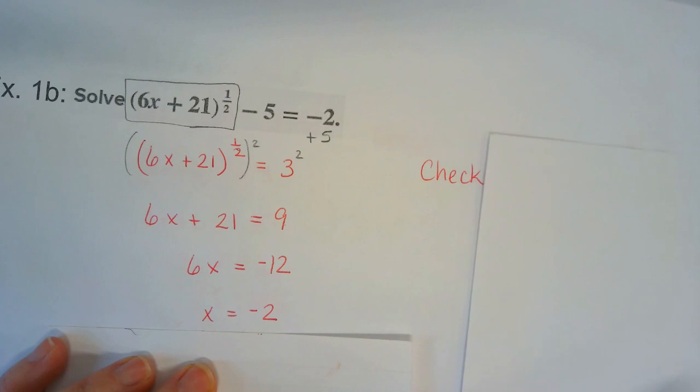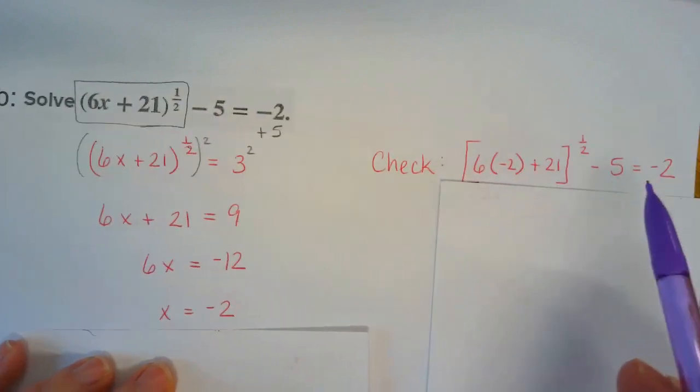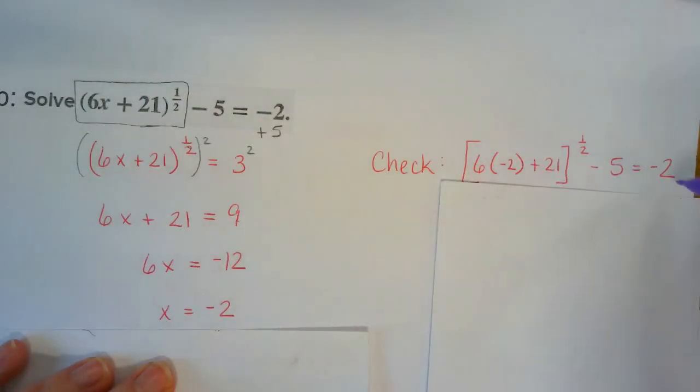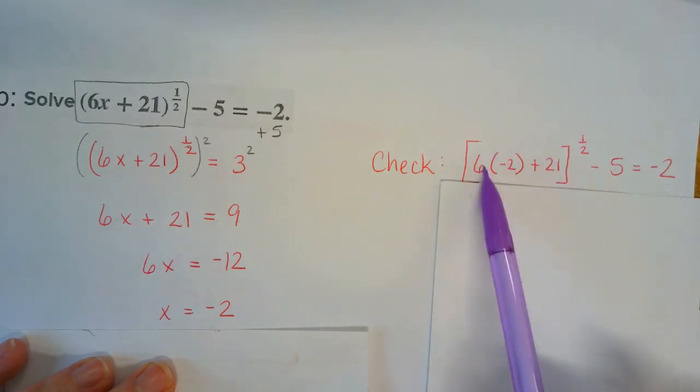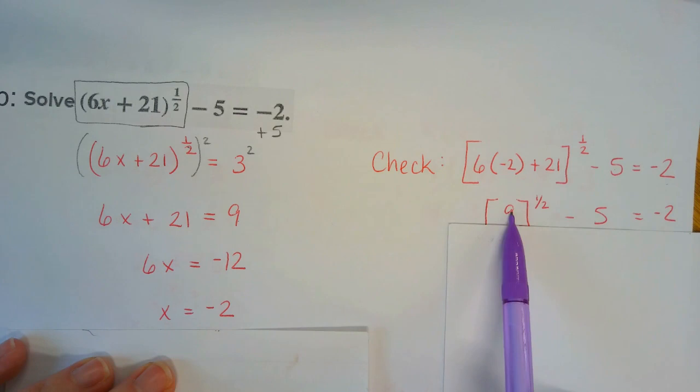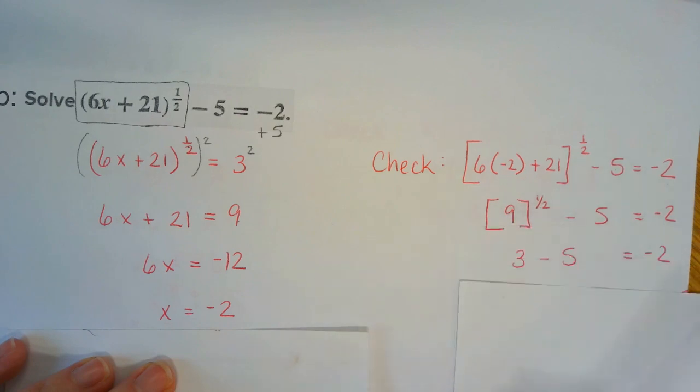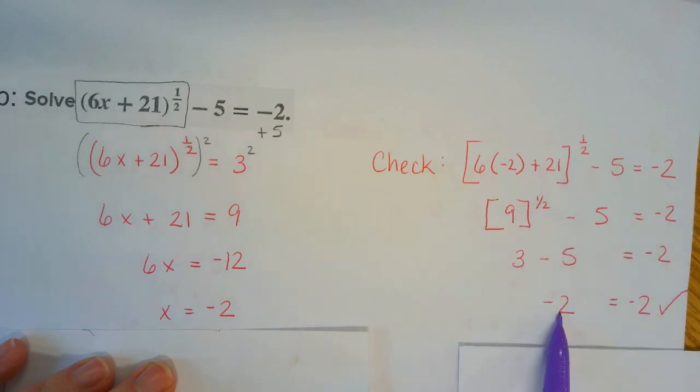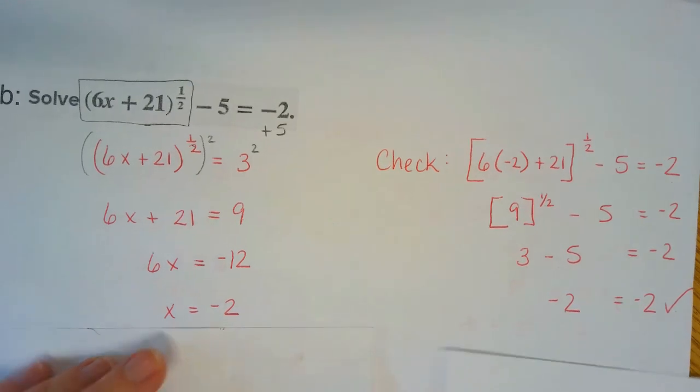I'm going to plug that negative 2 back into my original equation to see if the left side will simplify to negative 2. I typed all of this into my calculator. I got 9. 9 to the 1/2 is 3. 3 minus 5 is negative 2, so it does match the right side.